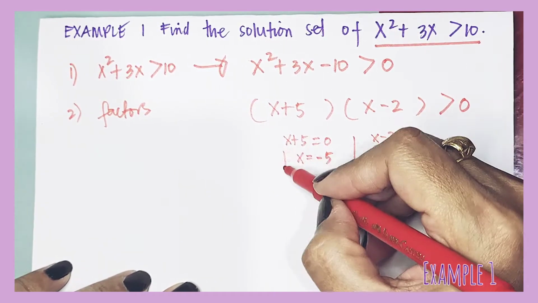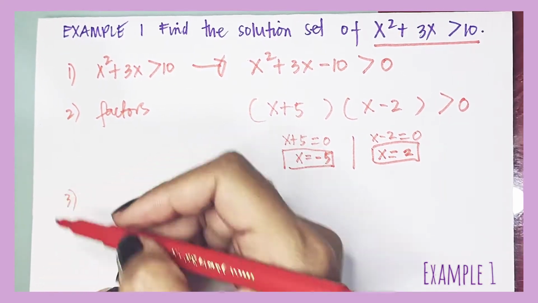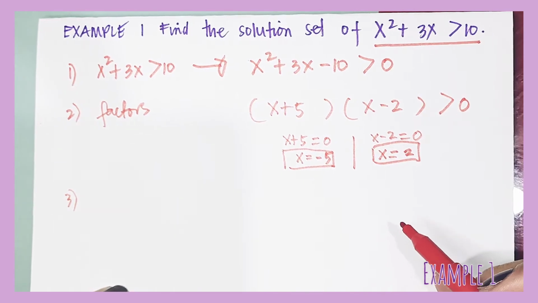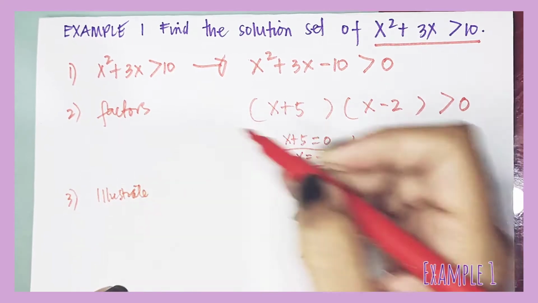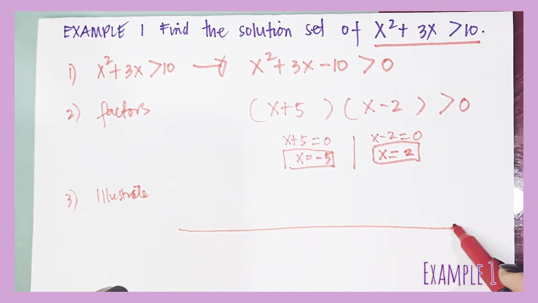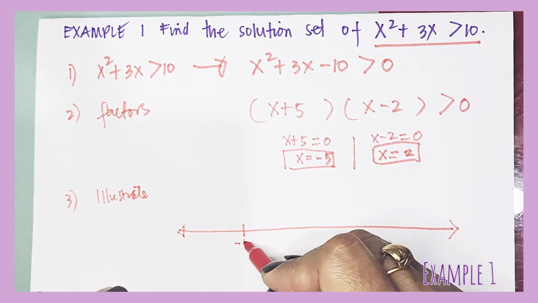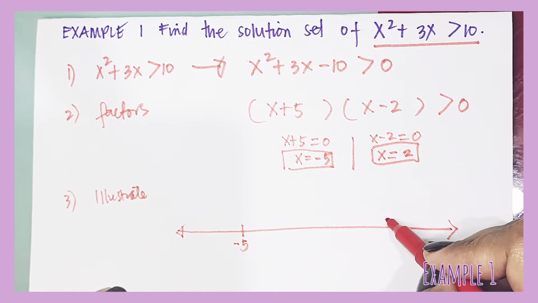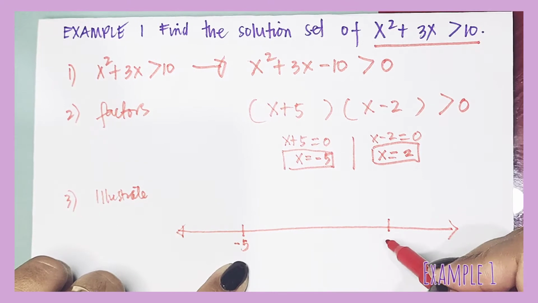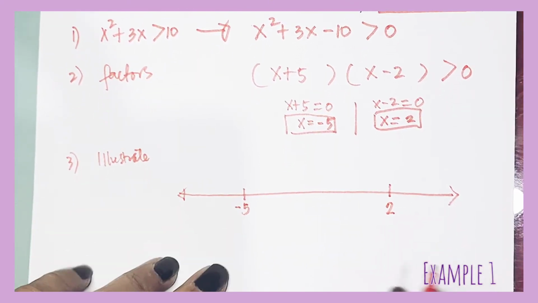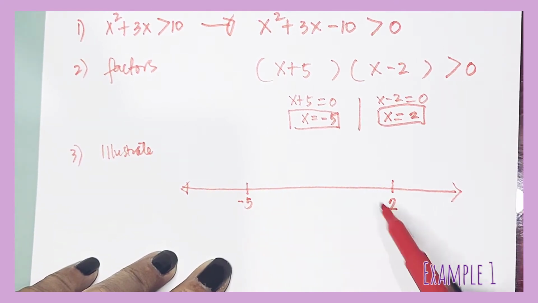These values, we will locate in our next step, which is to illustrate or locate them using the sign graph. So, if this is our number line, negative 5 has a smaller value than 2, so it is on the left side. This is negative 5, and this is positive 2. So, to be clear, the 0 is somewhere in between negative 5 and 2.